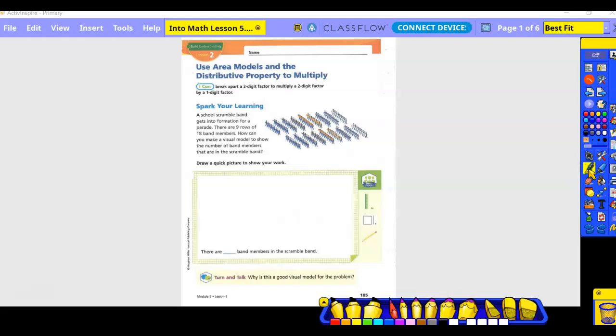Fourth grade math lesson 5.2. Use area models and the distributive property to multiply. I can break apart a 2-digit factor to multiply a 2-digit factor by a 1-digit factor.